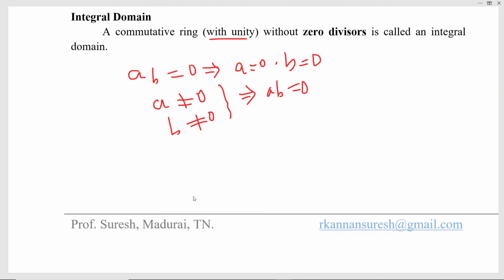I give one example. Consider the set Z6. Z6 means 0, 1, 2, 3, 4, 5, that is Z6 under addition modulo 6 and multiplication modulo 6. Take two numbers 2 and 3. Multiply them under multiplication modulo 6. So 2 into 3 equal to 6, but this 6 becomes 0 under multiplication modulo 6. So this Z6 cannot be an integral domain.